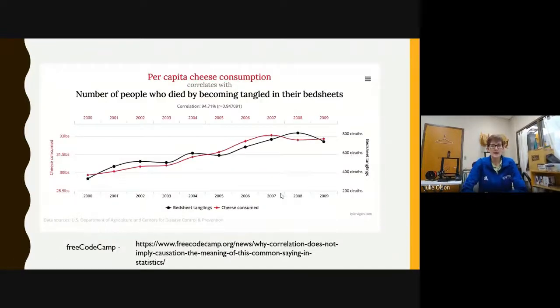There is a website, Free Code Camp, and I put the link there. And they have some different examples that show a strong correlation, but definitely not causation. So it'd be a really good way to explain or discuss those things with your students.